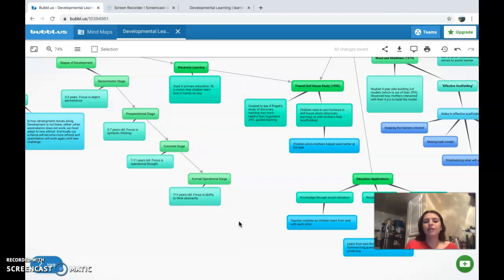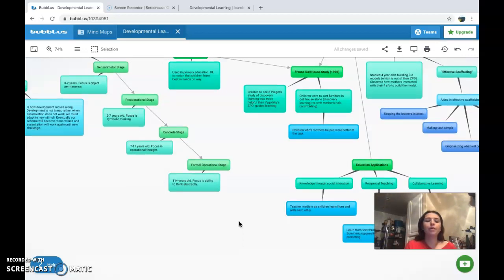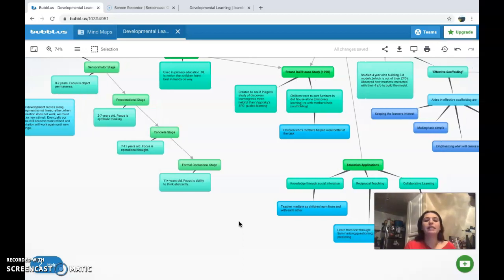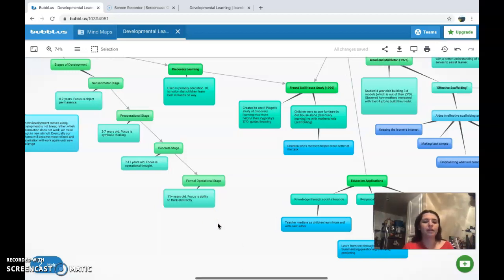Finally, at 11 years old until adulthood, children enter the formal operational stage. And this is the focus of thinking abstractly. So in the formal operational stage, children can test hypotheses to guess how the world around them is going to go. And they have logical reasoning at this stage. So they can guess, hey, if I don't invite so-and-so to my birthday party, maybe they're going to be mad, etc.